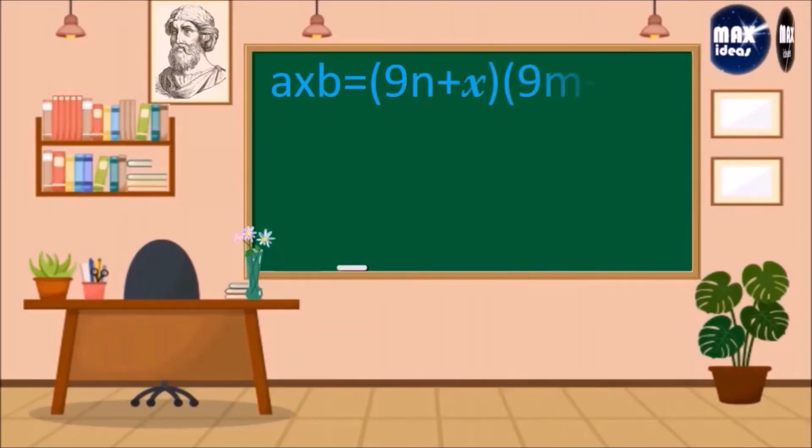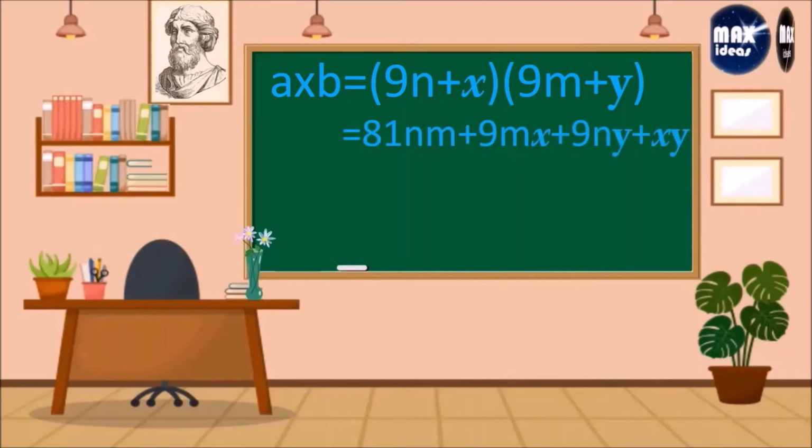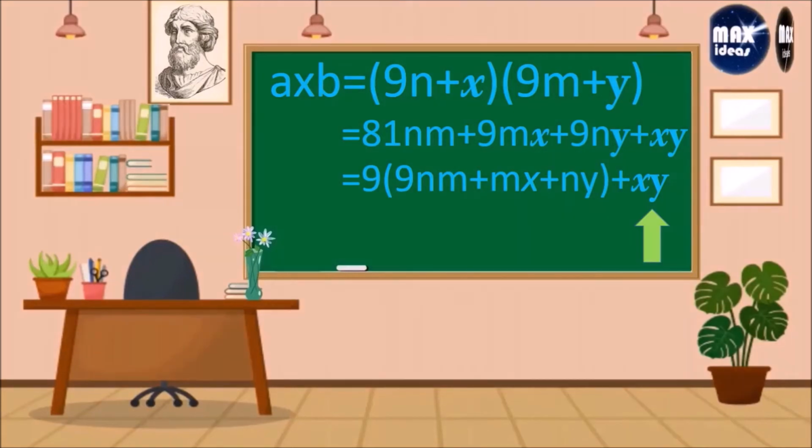As well, a times b equals (9n plus x) times (9m plus y) equals 81mn plus 9mx plus 9ny plus xy equals 9 times (9mn plus mx plus ny) plus xy. Therefore, in that very pattern, when two numbers get multiplied, the multiplication of their numerical indices must be the same as that of the product.